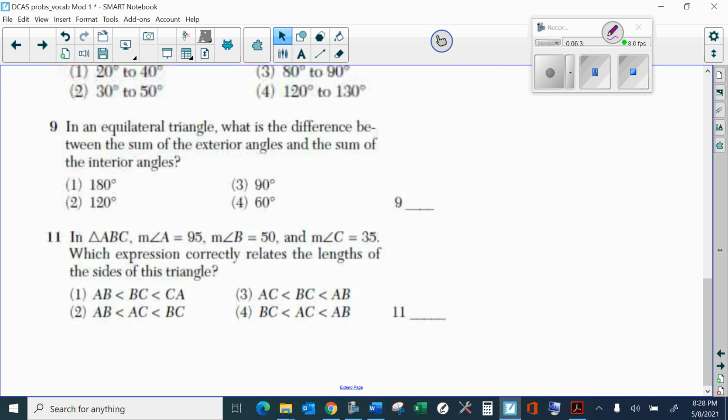Measures of A and B are that, C is that, which expression correctly relates to the lengths of the sides of this triangle. So angle A is 95.